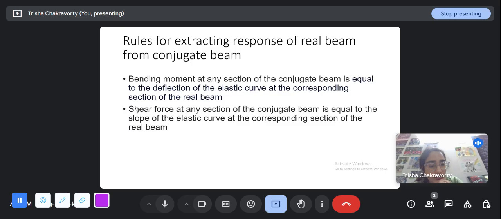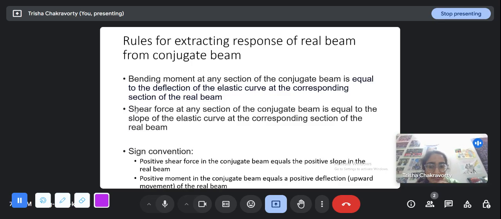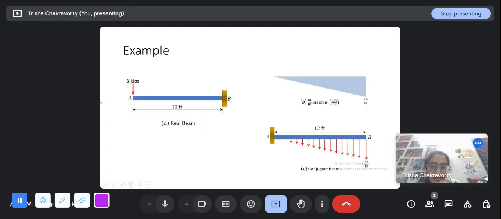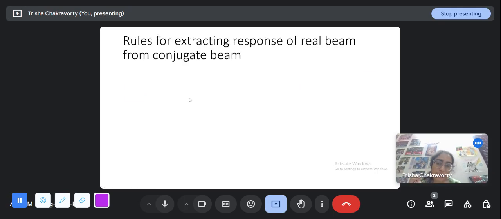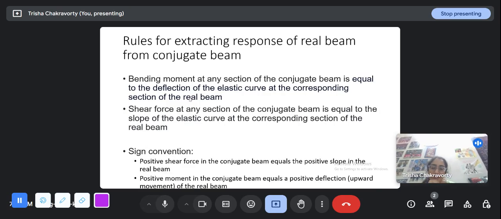Shear force at any section of the conjugate beam is equal to the slope of the elastic curve at the corresponding section of the real beam. So again, at this point, if I ask, give me the rotation at this point, because it is free to rotate, it is a free end, for that I have to find out the shear force at this point. We don't actually have to draw the shear force diagram or the bending moment diagram, because generally you will be asked only at a single point. Like I will ask you to find the slope or deflection at a particular point, so you just need to find out the bending moment or the shear force at that point, and you will have the deflection and the rotation. And the sign convention, as always, is very important.